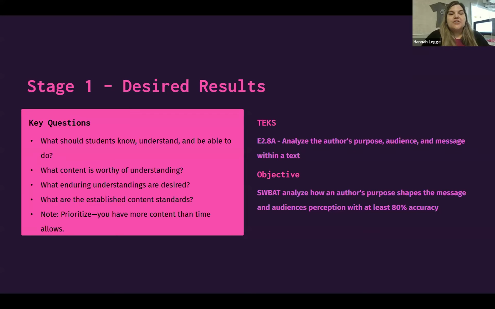So what enduring understandings are desired? Let's look at our objective on the right side. Students will be able to analyze how an author's purpose shapes the message and audience's perception with at least 80% accuracy. So the understanding that is desired here is author's purpose and message, as well as audience's perception. It's a pretty packed objective. So what are the established content standards? We are looking for that 80% accuracy piece.